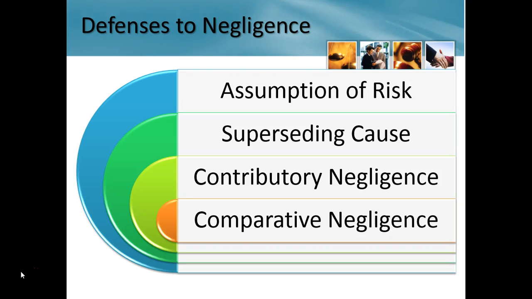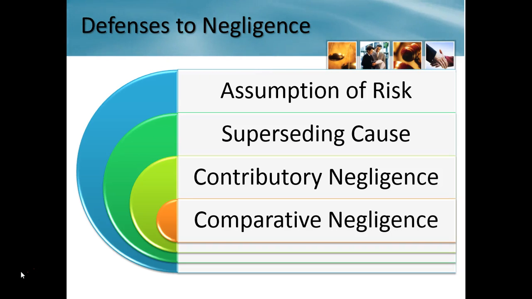A superseding cause is something that happens between the breach of duty and the injury to cause the harm. Assume that Albert rear-ends Sally's car. As Sally is waiting on the side of the road, a truck comes along and hits her. Albert is liable for the injuries he caused to Sally, but not liable for the injuries the truck caused, even though she wouldn't have been in the position to be hit by the truck but for Albert.